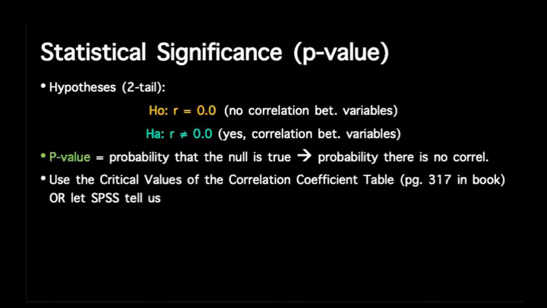So in this process, we're going to start getting into using critical values. If you have the book, there's a correlation coefficient table. We don't use this one in the class, but I can kind of show you how it works. Generally, SPSS will let us know when we have significant relationships.